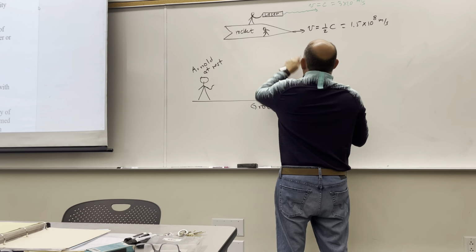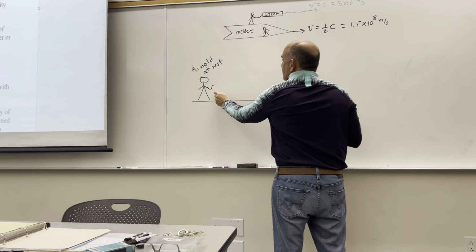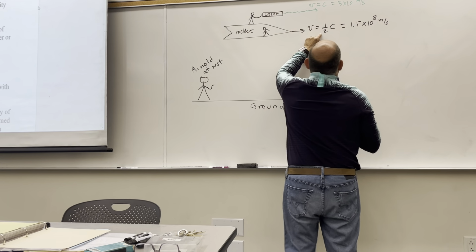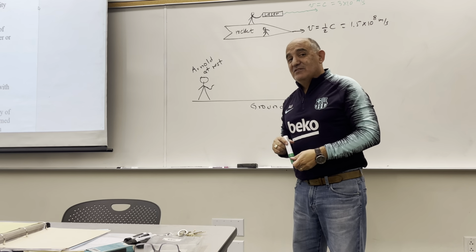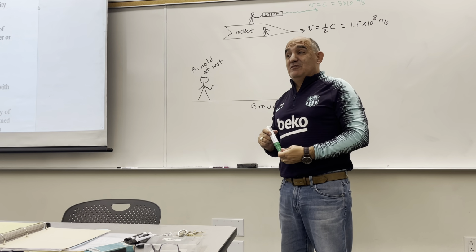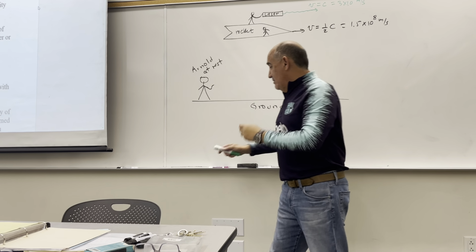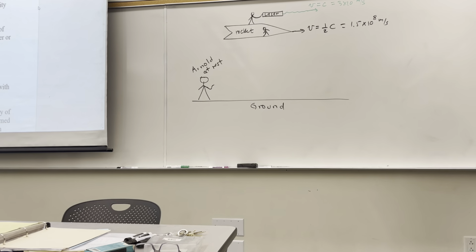Now, what will this person say at rest on the ground, watching this rocket go by at half the speed of light? What will this person say is the speed of this light? 3 times 10 to the 8. But this is counterintuitive, because let me pose this question in a different framework.